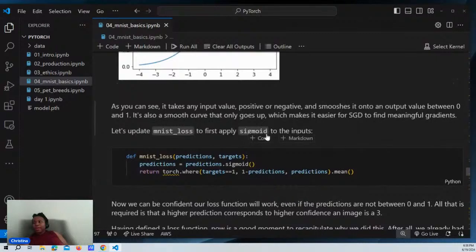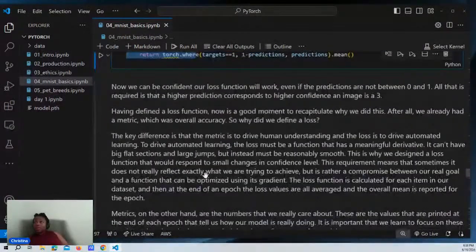So now to put it on a scale from 0 to 1, which is useful if you're comparing two models on two different scales. So that is sigmoided, and the confidence will work even if the predictions are not between 0 and 1, because it'll weight it back to between 0 and 1. And all that is required is a higher 0 to 1 confidence, right, in that image.